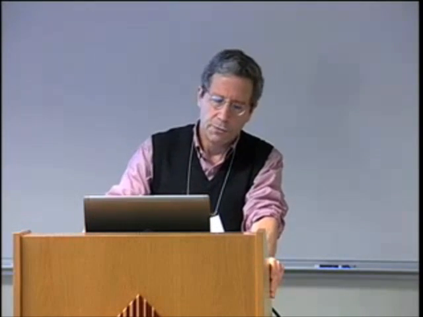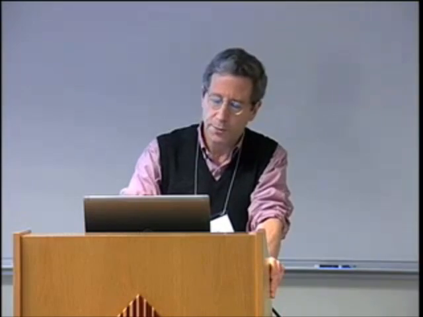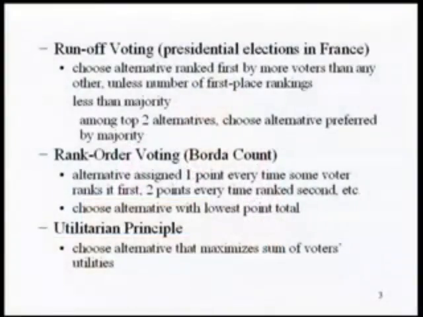Let me mention one other voting rule, the utilitarian principle, in which we simply choose the alternative that maximizes voters' utilities. If voters are assigning cardinal utilities to alternatives, we can just add up those cardinal utilities and elect the candidate with the highest total.